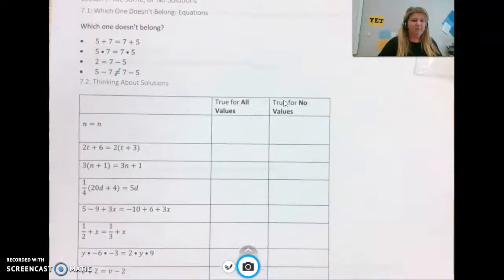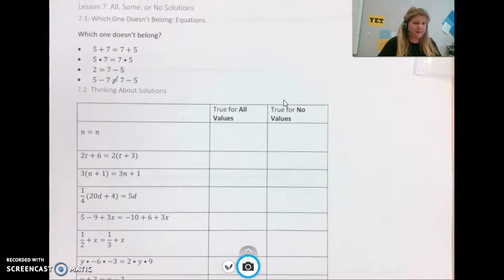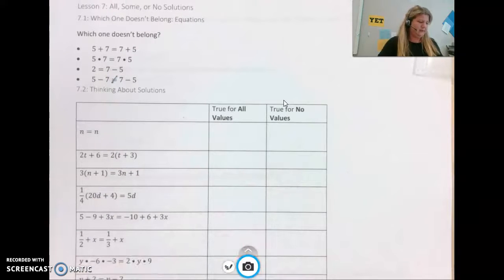So, moving on, we are thinking about solutions. We are going to look at each of these and decide, is it true for all values or true for no values? In other words, always true or never true. So we're going to determine that for each of these.